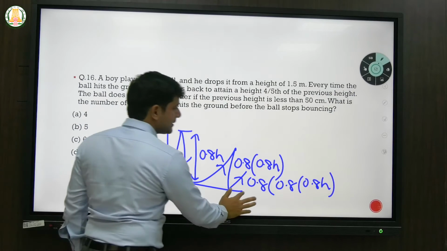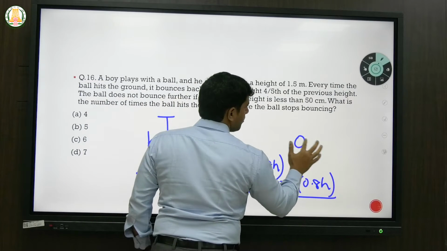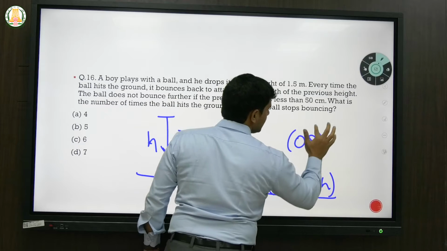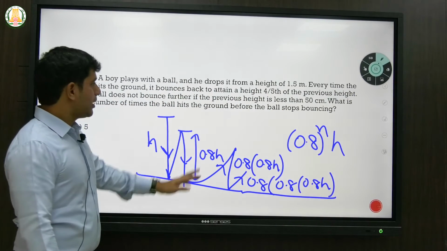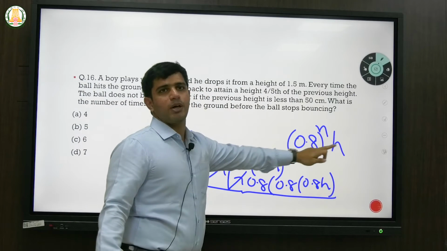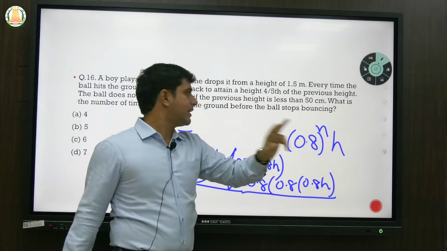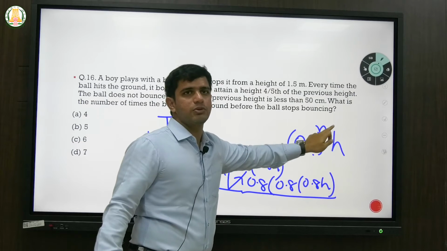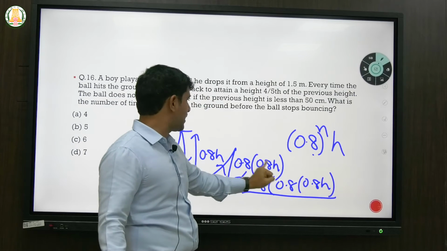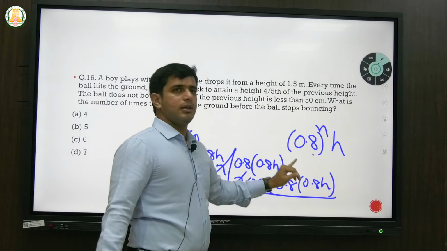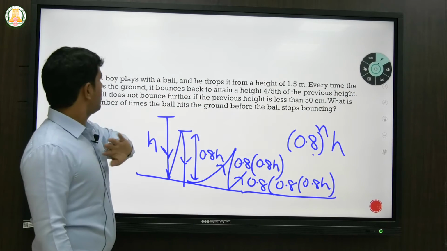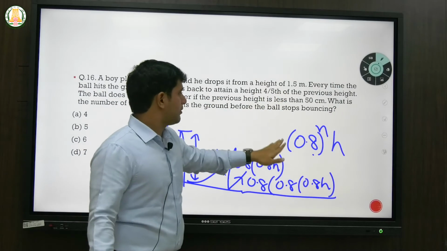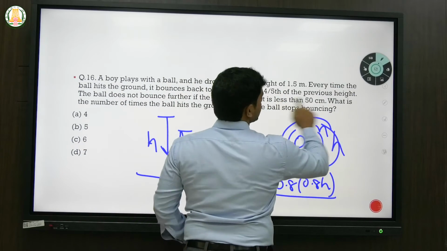So what does this entire thing become? 0.8 power n into h. Okay. So if it drops for the first time, it becomes 0.8 h. If it drops for the second time, it becomes 0.8 power 2 h, because you see it is getting multiplied every time. If it drops for the third time, it will get 0.8 power 3 h. So now this is the answer, the mathematical representation for your second statement.